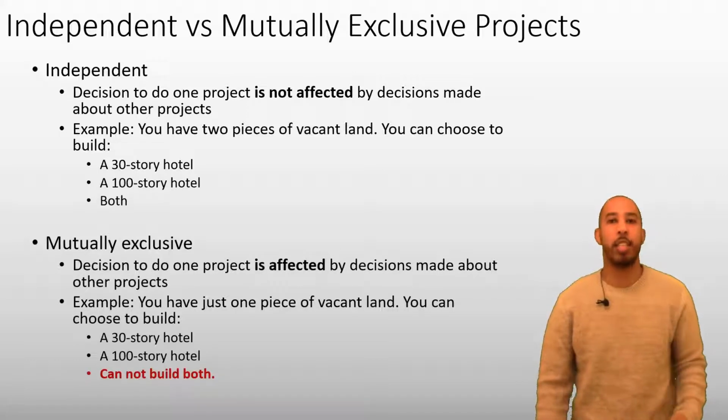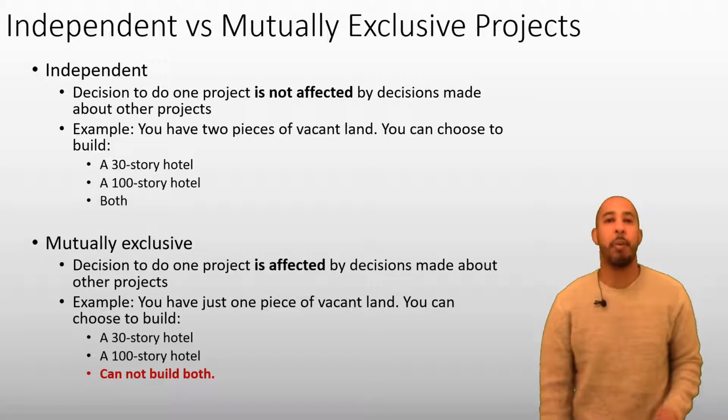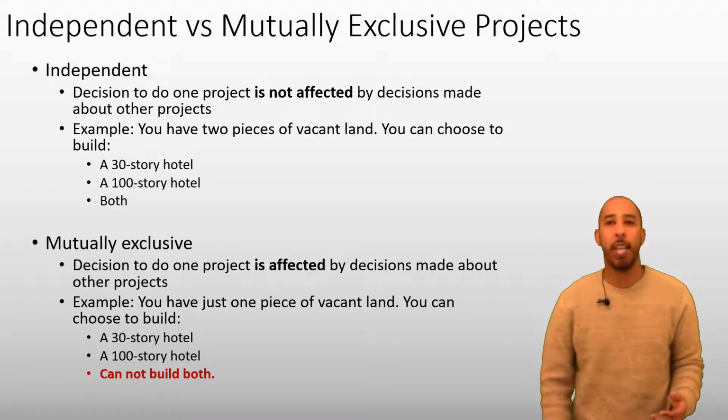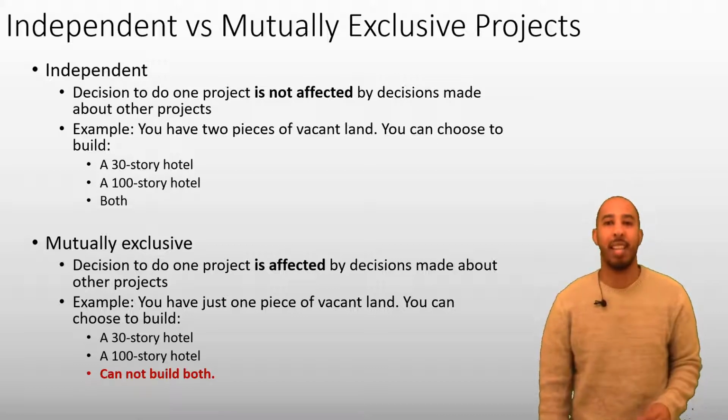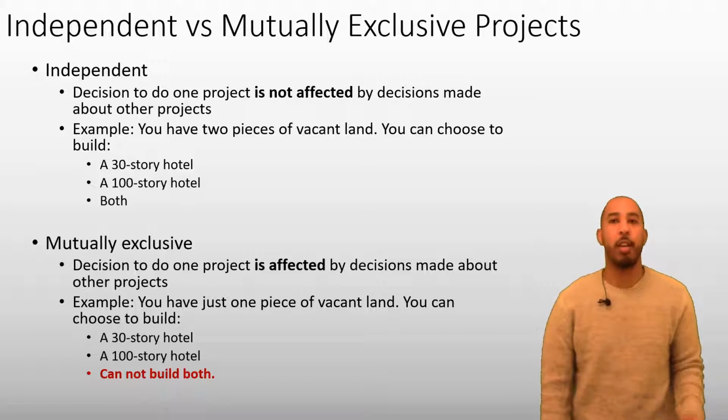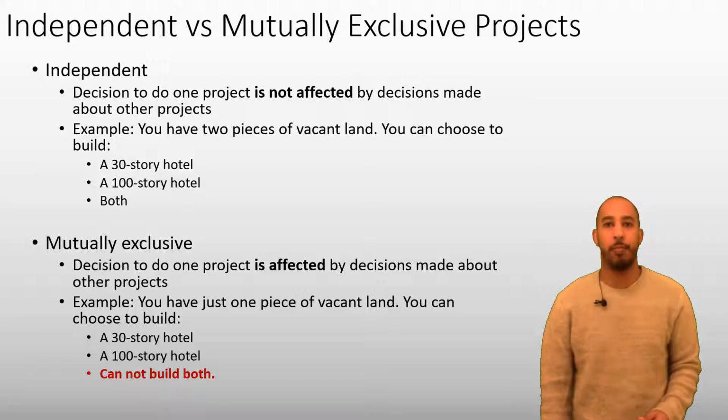Contrast that with the mutually exclusive project. With the mutually exclusive project, your ability to undertake a project is impacted by other decisions. Going back to the hotel example, let's assume there's just 1 piece of vacant land instead of 2. If this is the case, then there's no way we could build both a 30-story hotel and a 100-story hotel at the same time. The decision to build the 30-story hotel eliminates the ability to build the 100-story hotel. So these 2 projects are mutually exclusive.